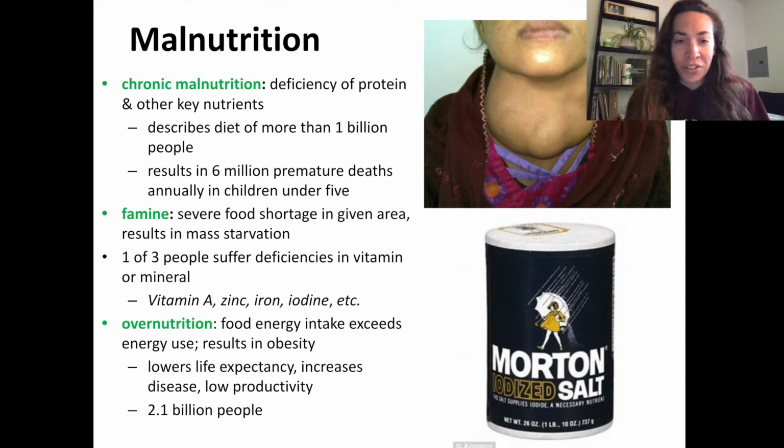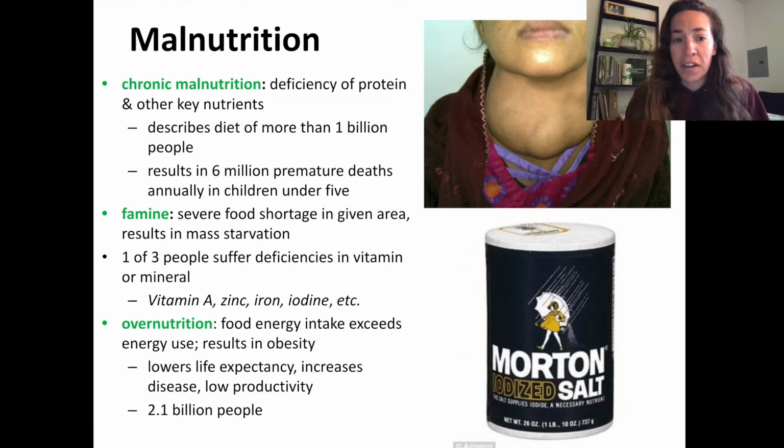Alternatively, we also have overnutrition, where our food energy intake exceeds the amount of energy use, and this results in obesity, lowering life expectancy, increasing the threat of disease, and lowering productivity. And that applies to about 2/7 of the world, which is kind of crazy to think that we have billions who are malnourished, we have millions who are undernourished, and then we also have billions who are overnourished.